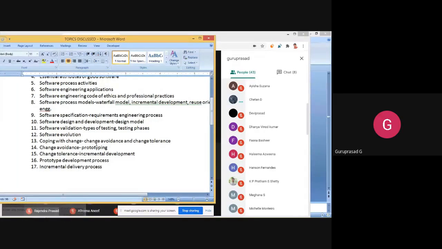Let me ask, what are change avoidance and change tolerance? Prototyping model is a model or sample built to test a concept or process. What are change avoidance and change tolerance here? Two approaches I mentioned. Change avoidance is done through the prototyping model. Change tolerance is generally done through the incremental approach.